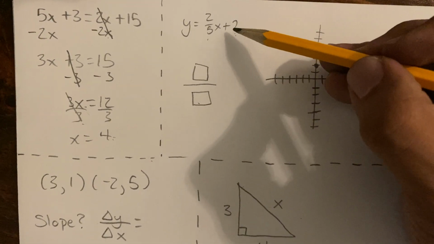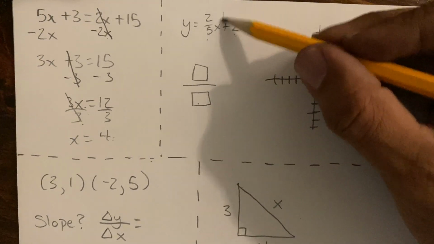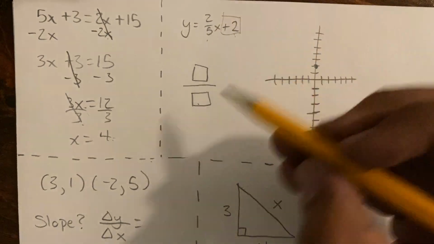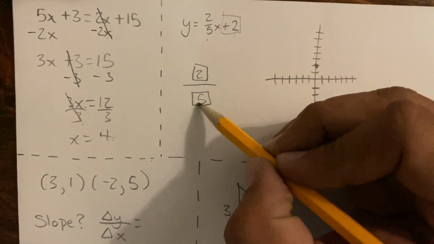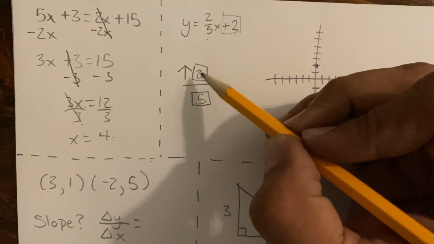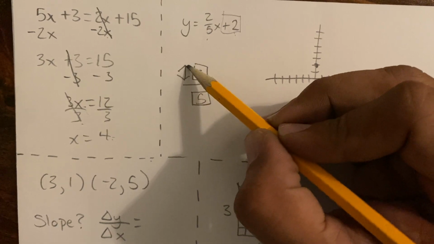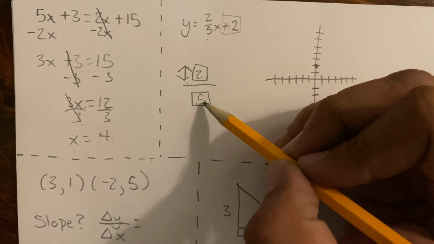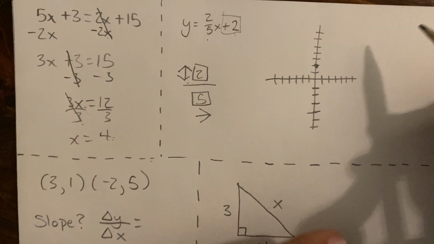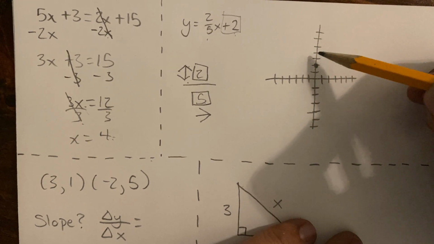If this was missing, I would just start on 0. But it's telling me you have to start on 2. So this is your start. This is your slope, 2 over 5. The 2 controls up. The numerator controls up or down. If it's positive, you'll go up. If it's negative, you'll go down. The bottom number always tells you how much to go to the right. So from here, you will go up 2 and over 5.